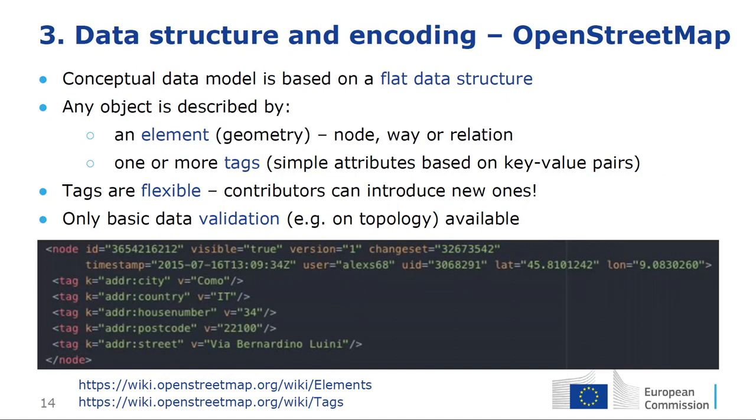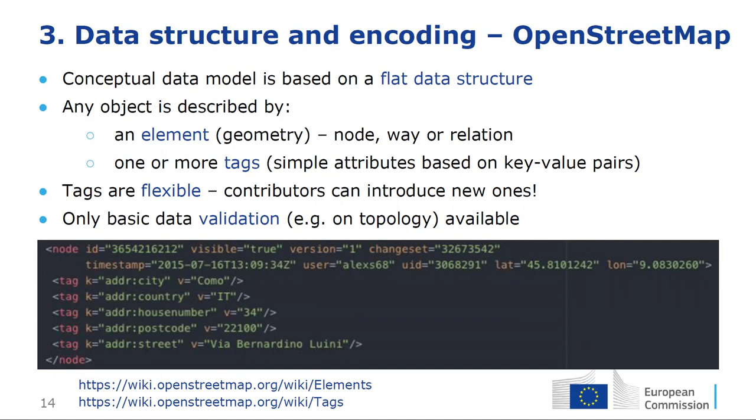Okay, in OpenStreetMap instead, the data model is based on a flat data structure, so this is one of the main differences. This means that in OpenStreetMap, any object, whatever kind of object, can be described only by an element which specifies the geometry, so only three types, nodes, ways, and relations, without entering the details, and then any element has one or more tags which specify the attributes. These are always simple attributes, just based on key-value pairs.